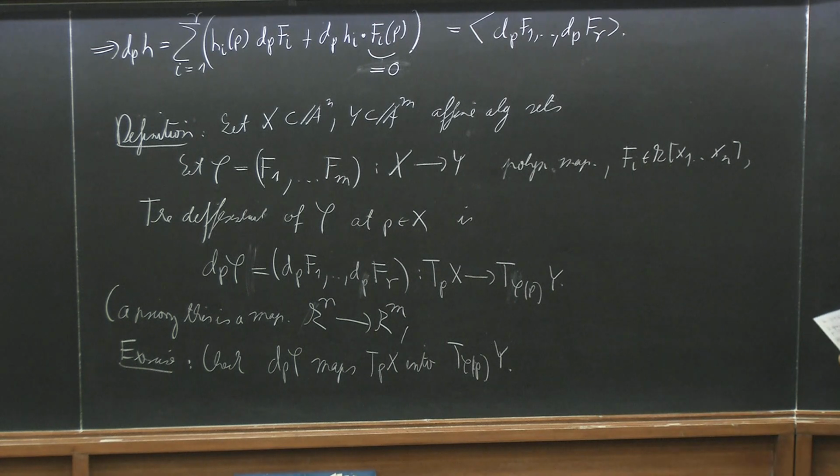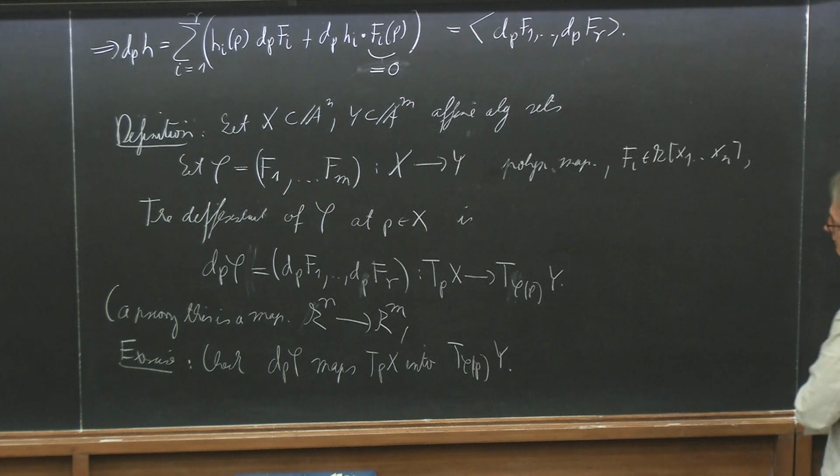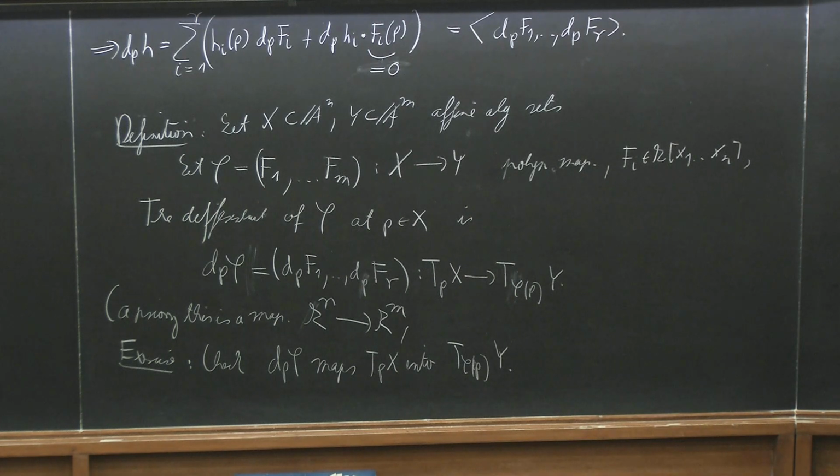Okay, and so if one has this, obviously it's clear that if you take the differential of the identity on X at the point P in X, this is equal to the identity of the tangent space of X at P. And if I take the differential at the point P of a composition of two such polynomial maps, first you apply d_P phi and then d_phi(P) psi.